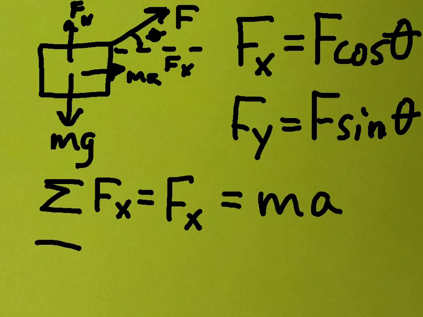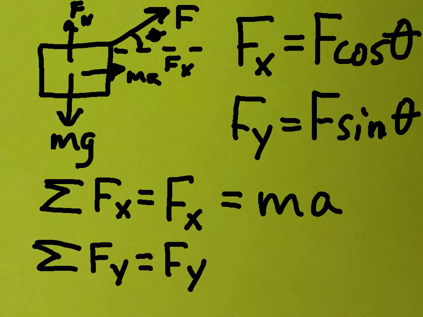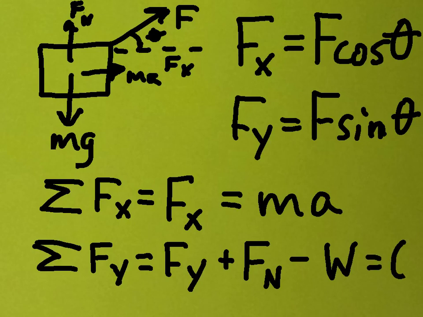The sum of the forces in the y direction are a little more involved because in addition to the y component of the angle to the right, there's also the normal force, which is up, and the weight of the box, mass times gravity, which is down. Since the object is not jumping up and down, its motion is 0. Now we can use this equation to solve for the weight, or the normal force, or the y component of the force at the angle.